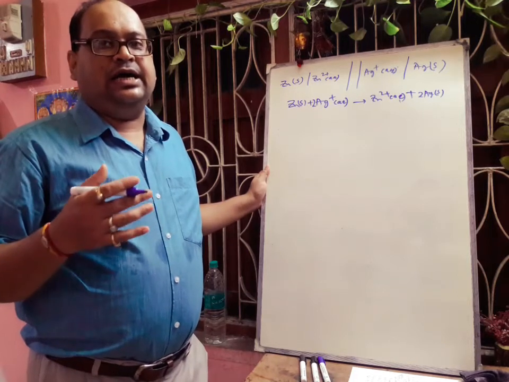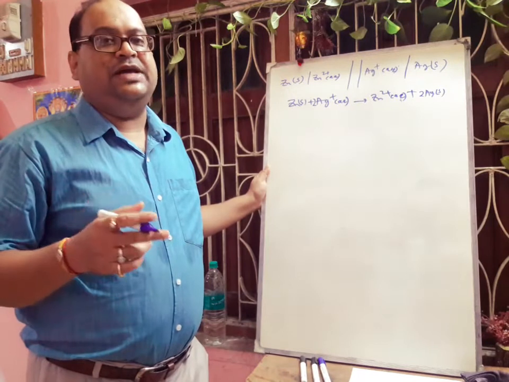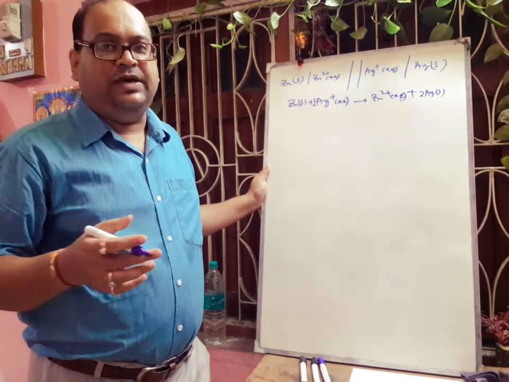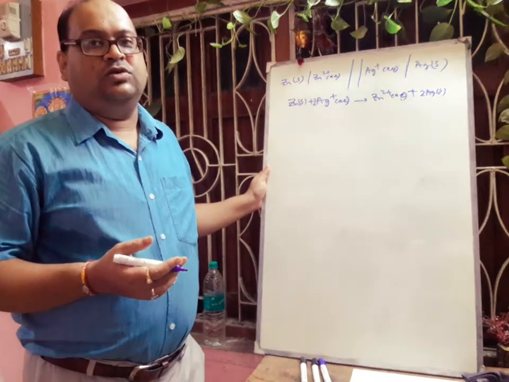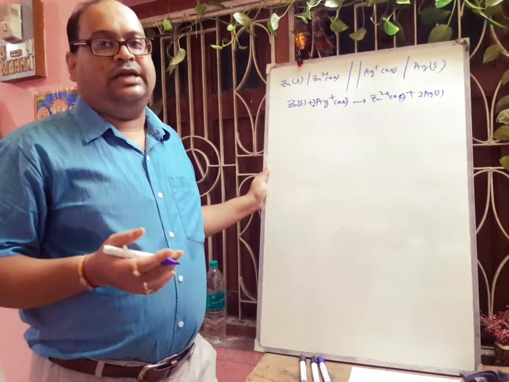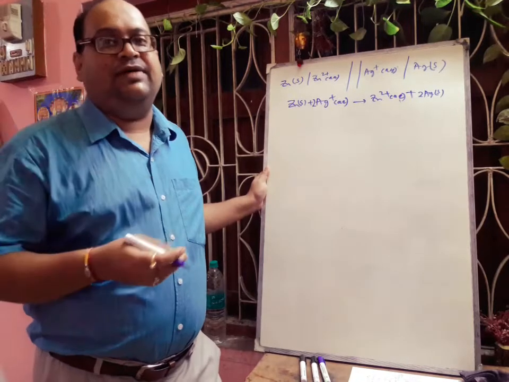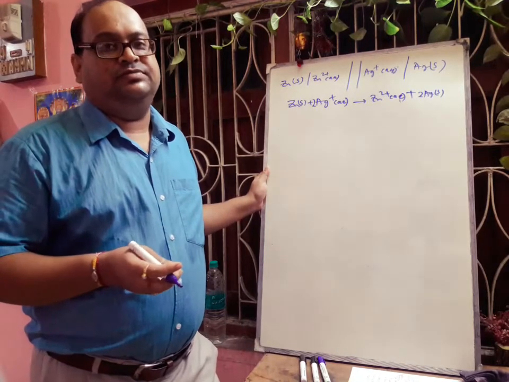Therefore, in the reaction Ag+ to Ag, Ag+ is accepting 1 electron, it should be multiplied by 2 to balance the electron. However, while doing so, the E0 of Ag, the standard reduction potential of silver, is not multiplied.